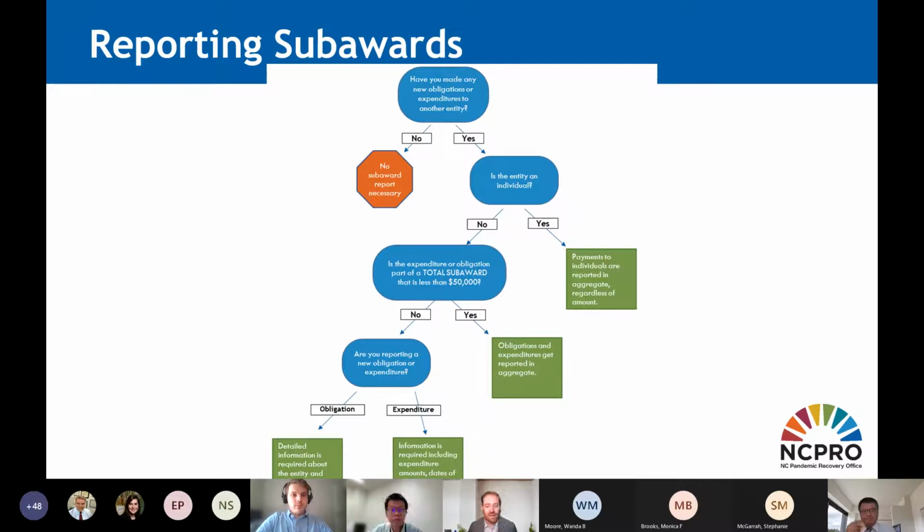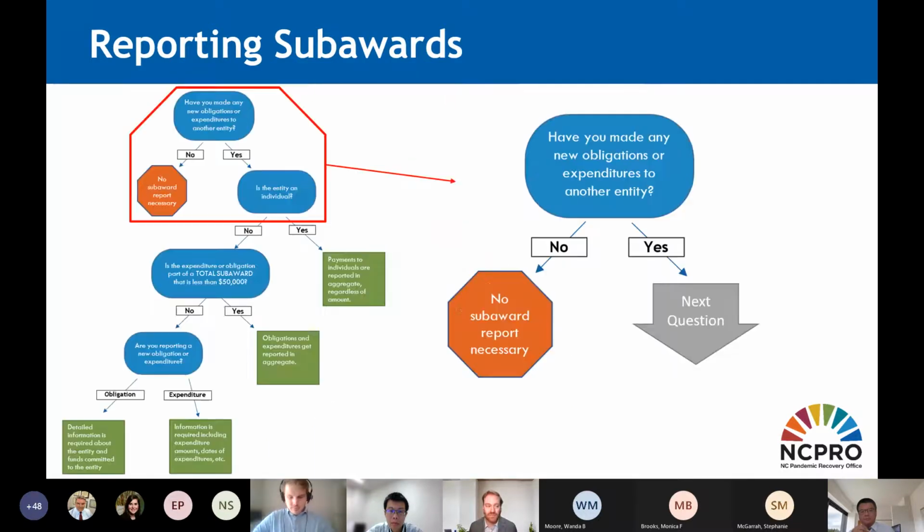We have made a flow chart to help you all make the determinations for subaward reporting, what needs to get reported and where. So we're going to walk through this in a little bit more detail right now. Hopefully, get ahead of what will be definitely a big area of focus for reporting.